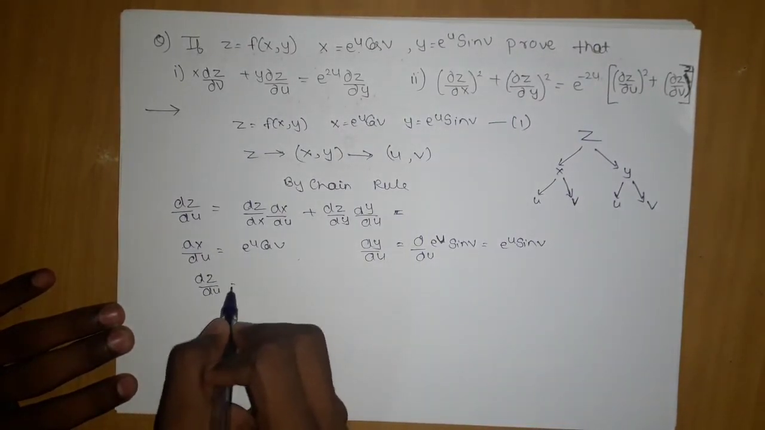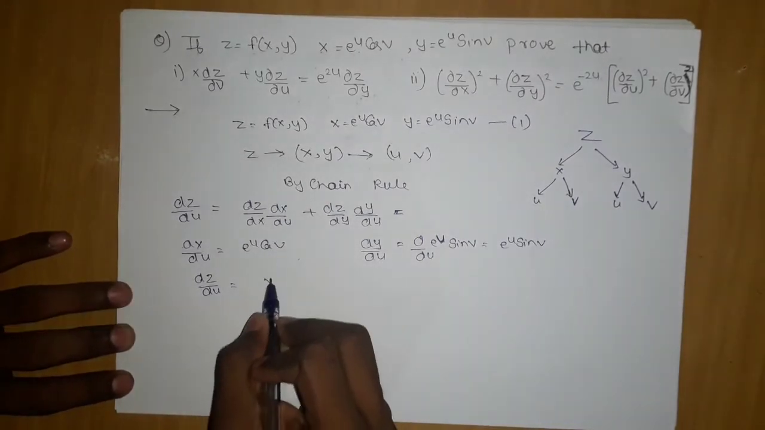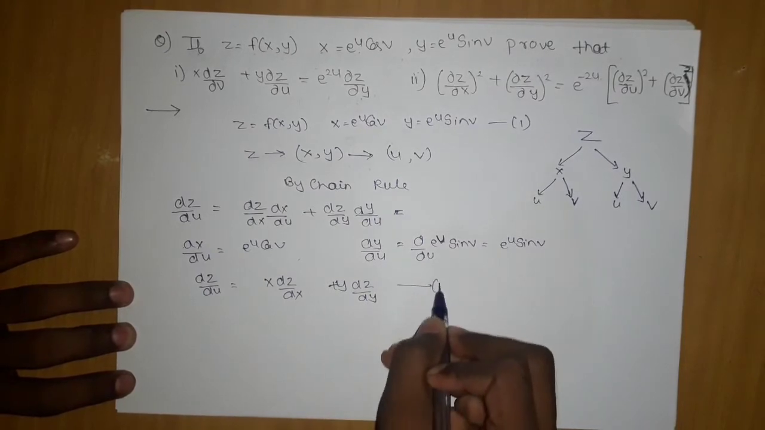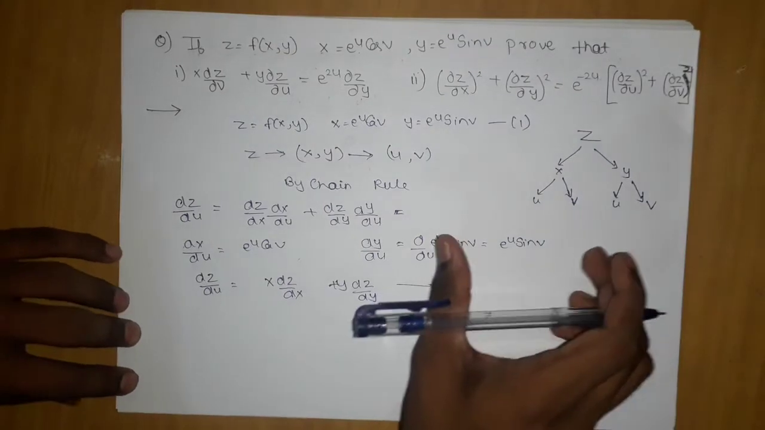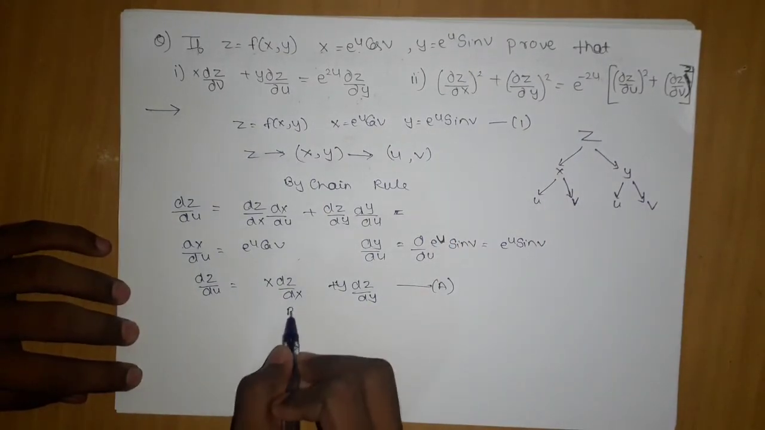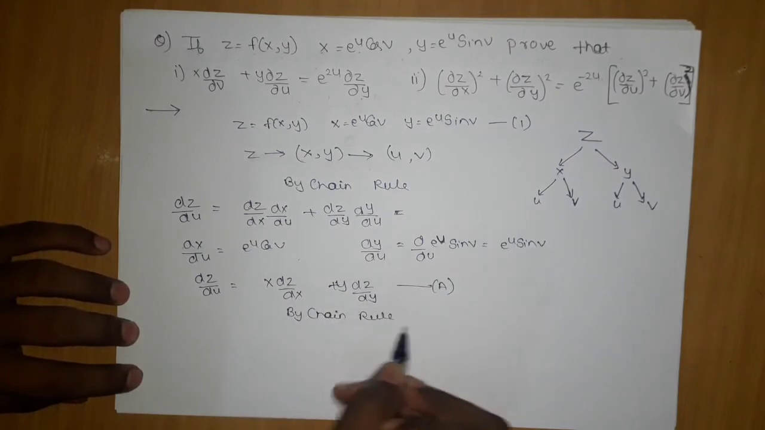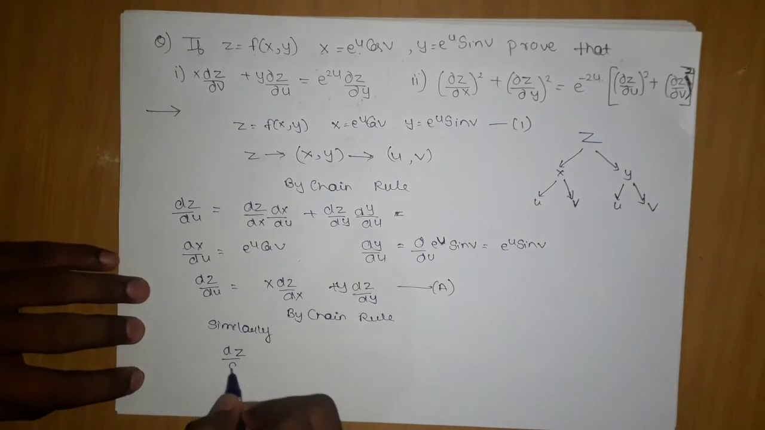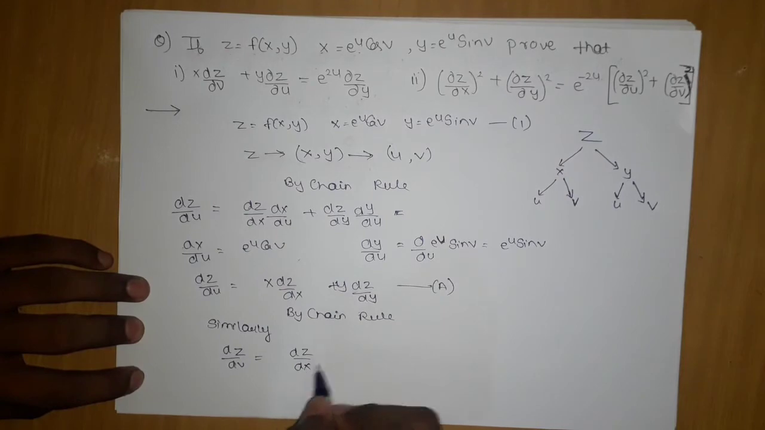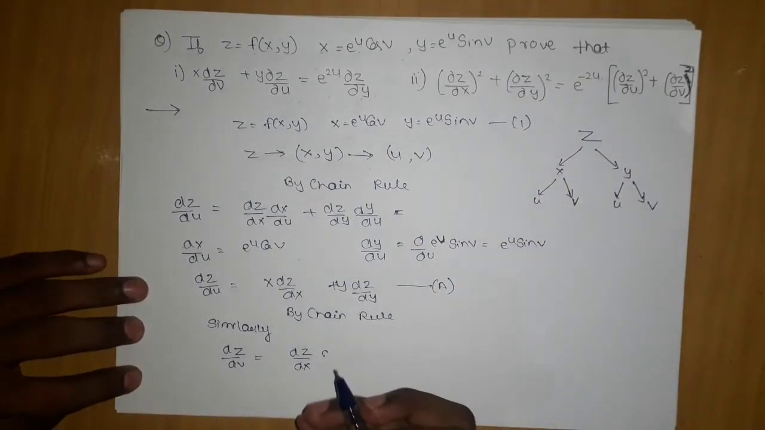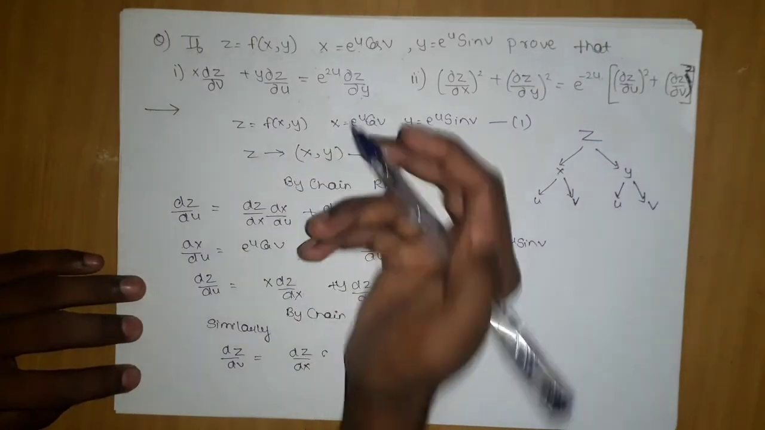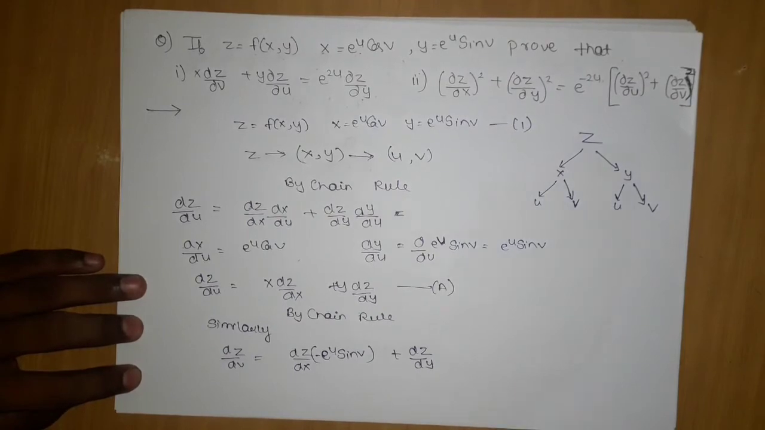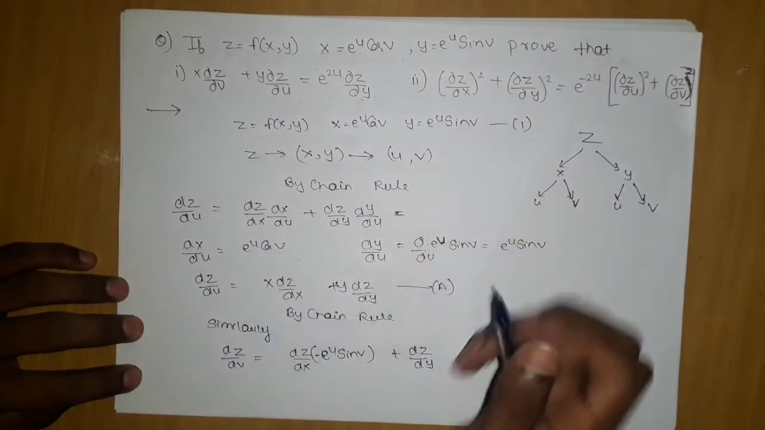Let's substitute: ∂z/∂u is equal to this thing which is x ∂z/∂x, and this thing which is y ∂z/∂y. Just call it a, because I want to get my ∂z/∂u and ∂z/∂v ready. By chain rule, similarly, I can say that ∂z/∂v is nothing but ∂z/∂x into ∂x/∂v. ∂x/∂v is nothing but minus e^u sin v. And ∂z/∂y into ∂y/∂v, which we can write as e^u cos v.